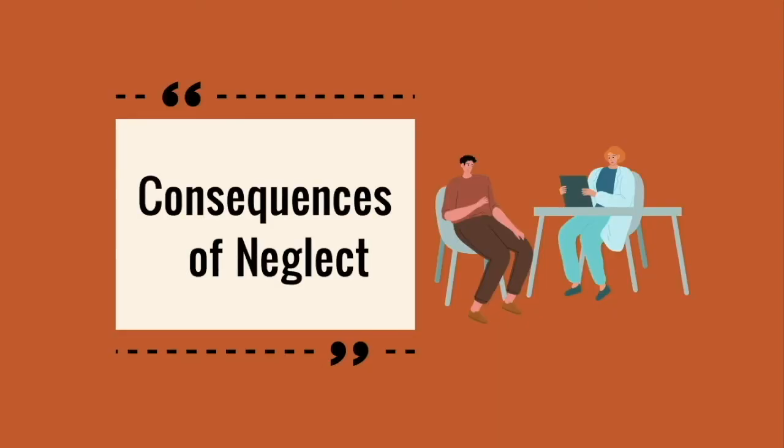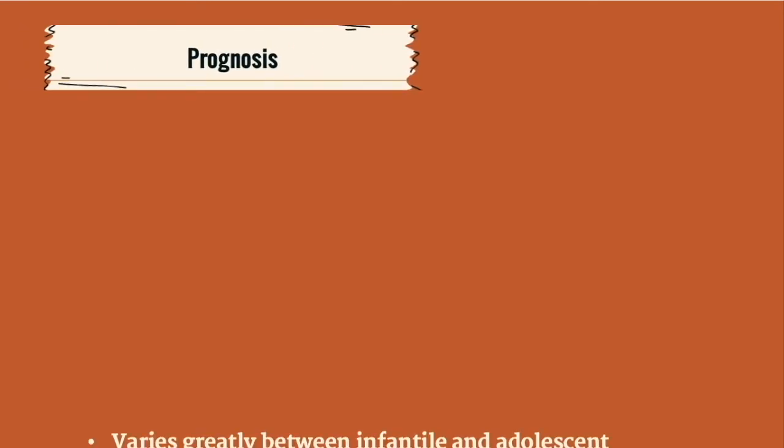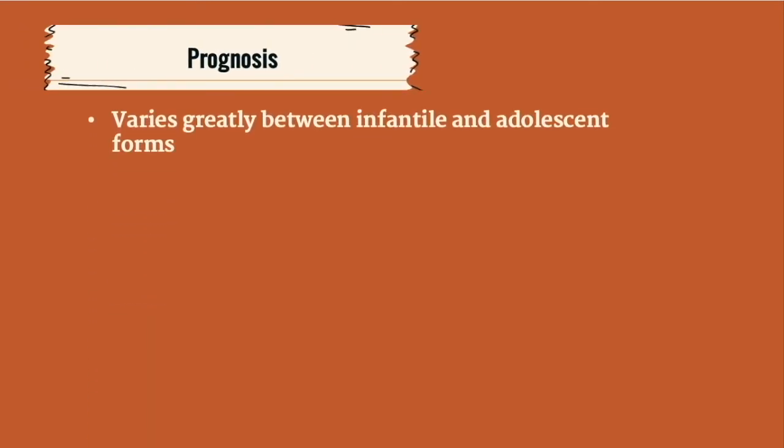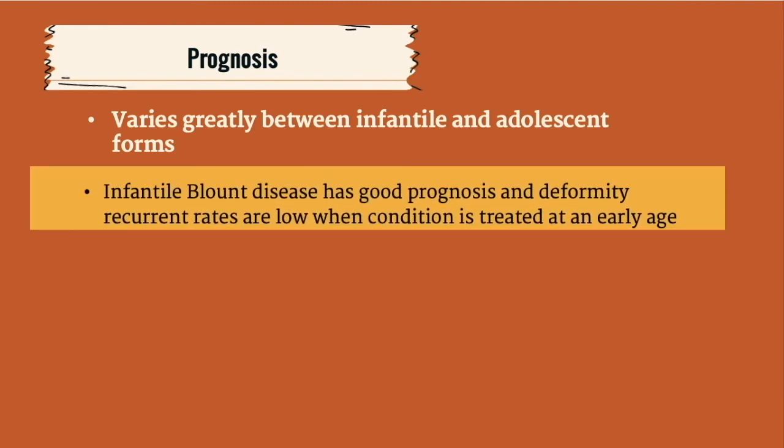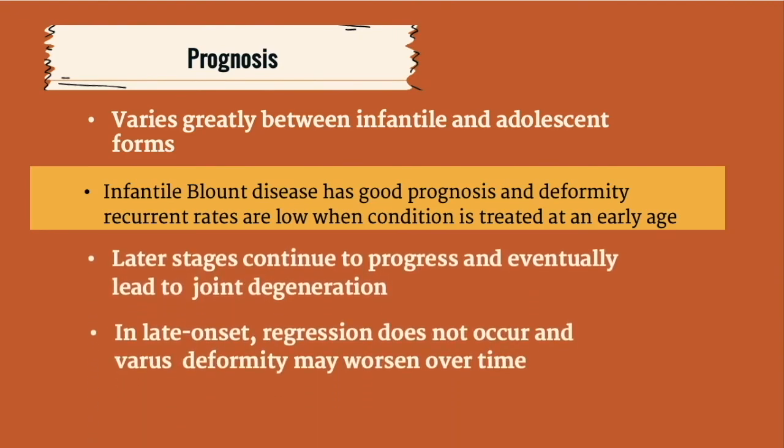What are the consequences of neglect? The prognosis for Blount disease varies greatly between infantile and adolescent forms. Infantile Blount disease has a good prognosis and deformity recurrence rates are low when the condition is treated at an early age. Without therapy, the disease is progressive. Later stages continue to progress and eventually lead to joint degeneration.